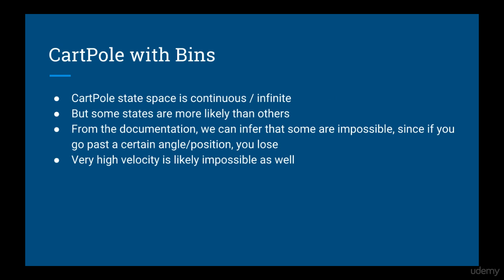So this lecture is called CartPole with bins, and I said earlier we're going to use the tabular method. This should give you a big hint about what we're about to do. We know that because the state space in CartPole consists of continuous variables, the state space is actually of infinite size. However, there are some states that are more likely than others. We know from reading the documentation that if we pass a certain angle or a certain position, the episode is going to end. So we know that while some states are technically possible, they are unreachable. We also know that attaining an infinite or very large velocity is highly unlikely, most likely also impossible.